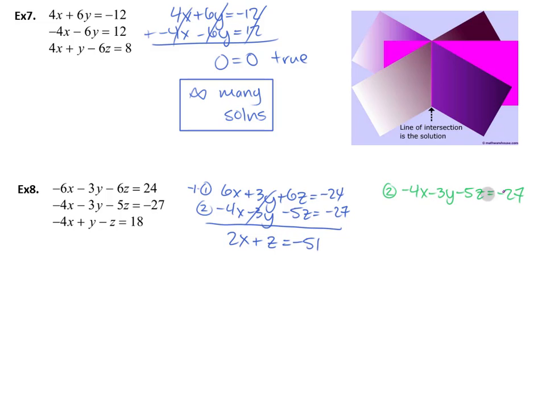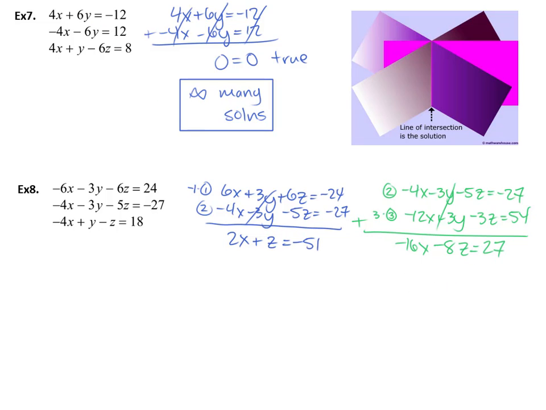And then we're going to multiply equation 3 by 3. So 3 times equation 3 gives us negative 12x plus 3y minus 3z equals 54. Okay, and then adding these up, we get negative 16x, my y's cancel, minus 8z equals 27. Okay, so here's my 2 by 2 system.